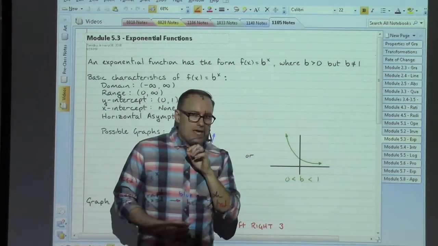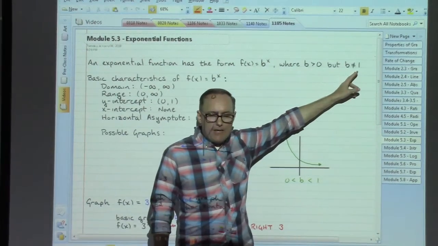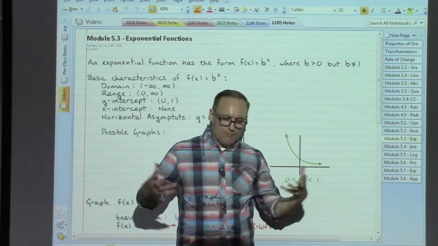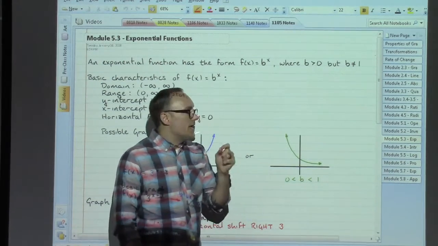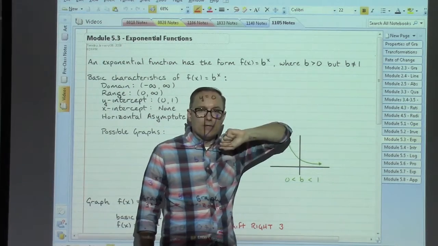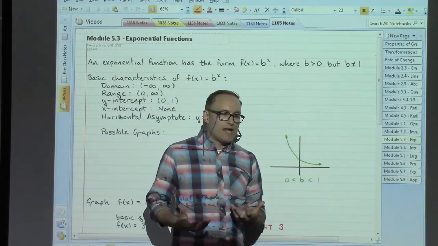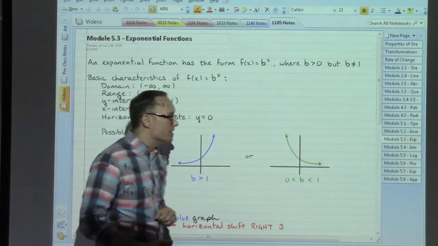Now the number that we pick has to be a particular kind of number. It has to be positive, and it can't be a 1 because that's going to just kind of degrade into boringness. So it's got to be a positive number that is not a 1 so that everything works out in a nice, smooth, aka continuous fashion.